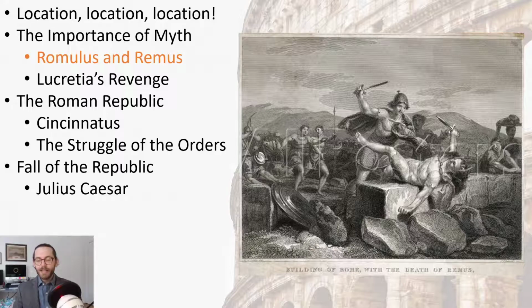So Romulus kills Remus, names the city after himself, and starts to create the Roman civilization. Romulus is the leader of this new city. He creates a council of advisors, which later will become known as the Senate. And Romulus and his followers start expanding into nearby territories. And one of the places that they go is an area known as the Sabine region.